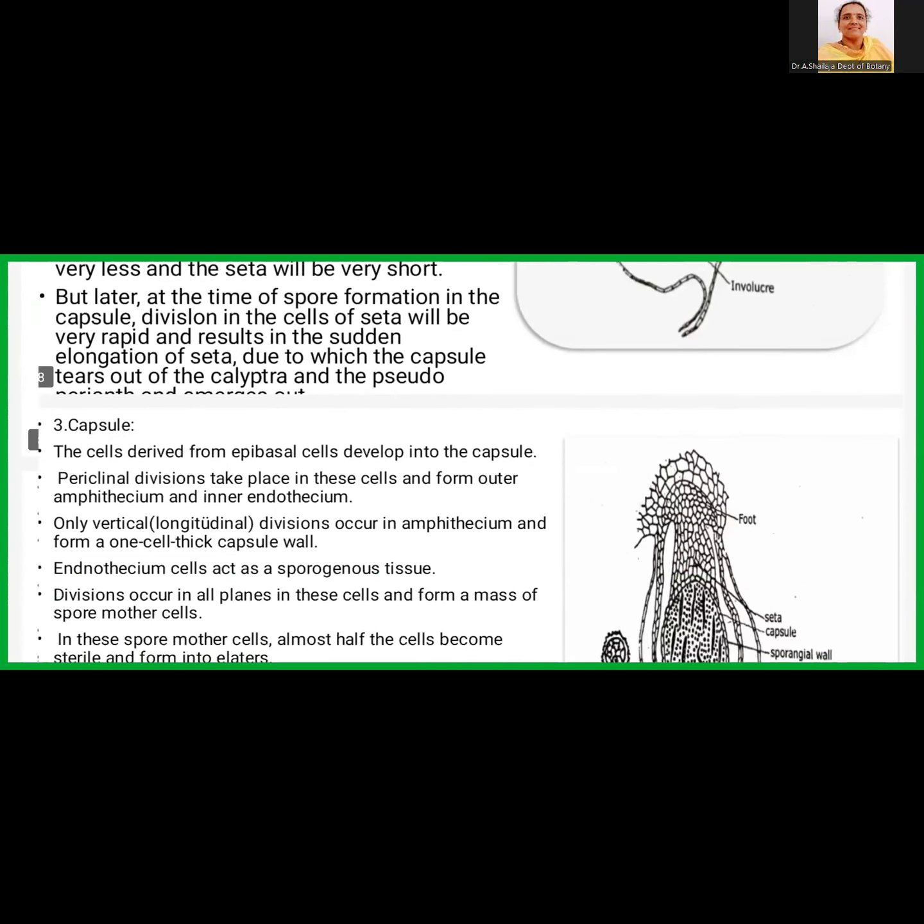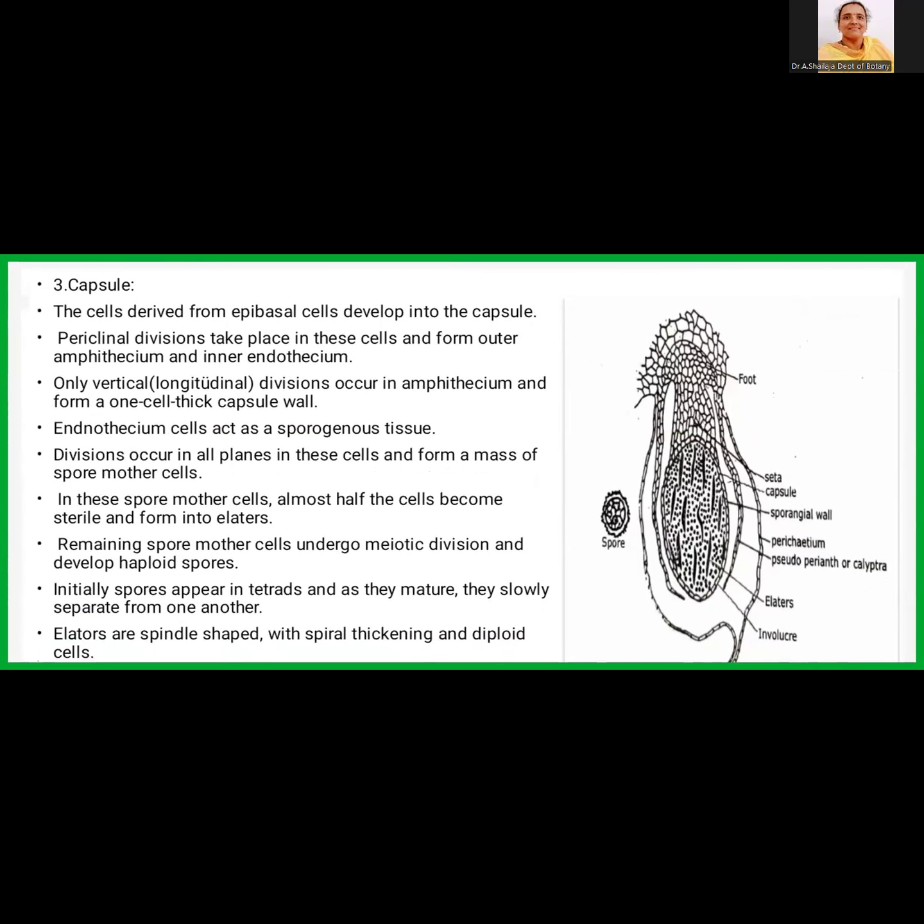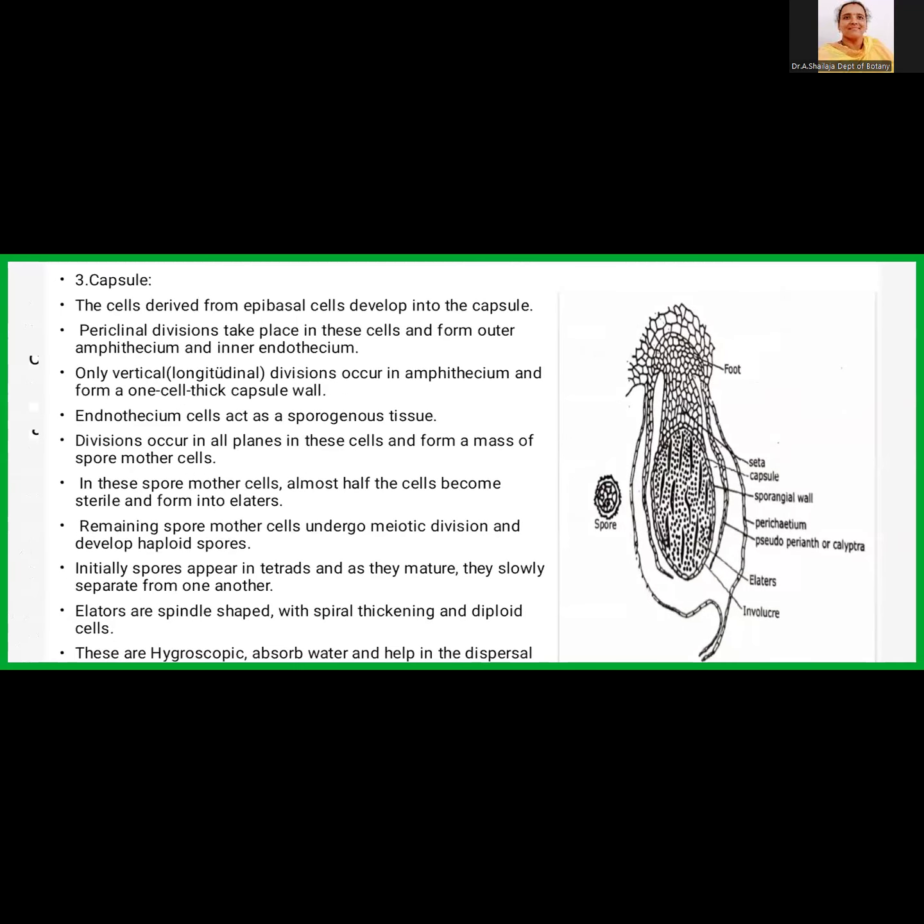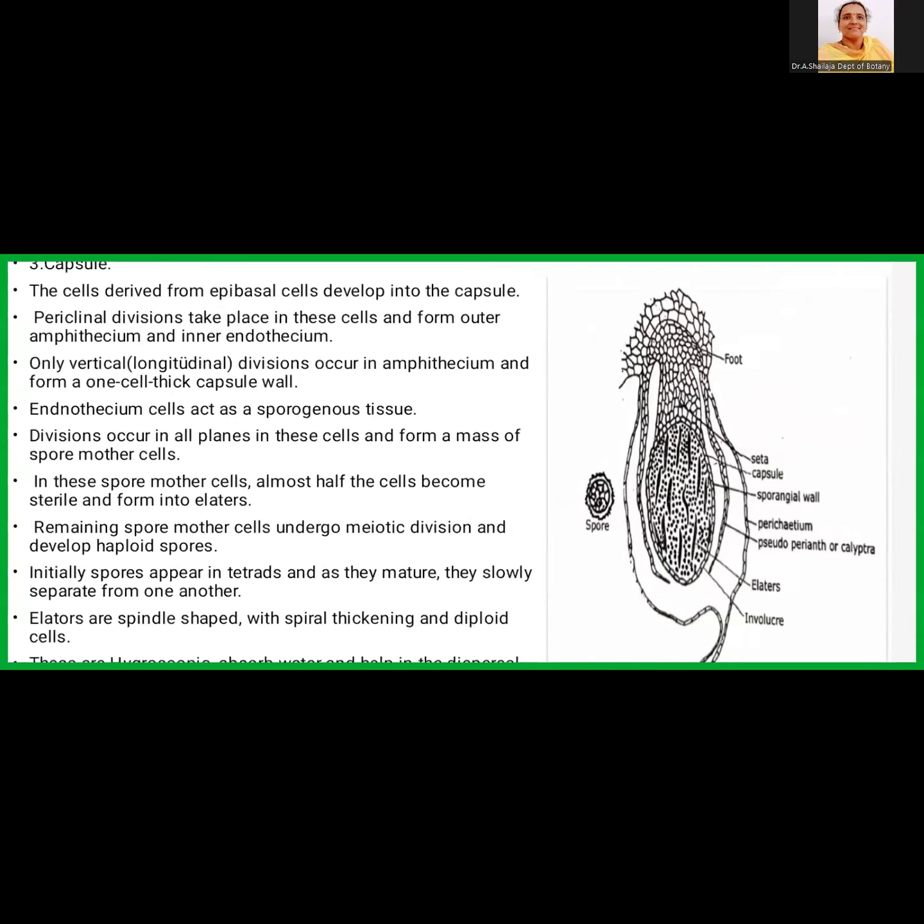So next one is the capsule. The capsule is very, very important. The cells derived from the epibasal cells develop into the capsule. In the capsule, we observe that periclinal divisions take place in the cells in the center of the capsule, forming the outer amphithecium and inner endothecium.